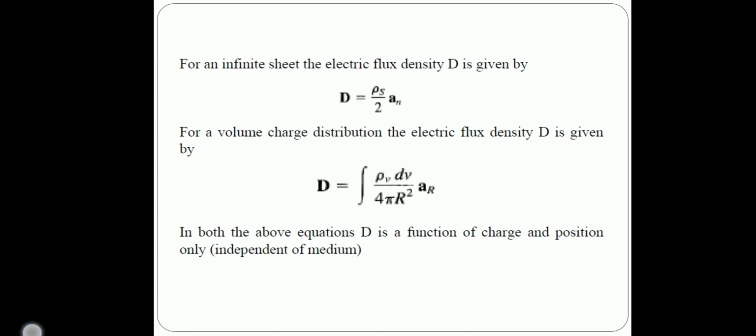For a volume charge distribution, the electric flux density D is given by D equal to the integral of rho v dv by 4 pi r square ar cap. In this, D is a function of charge and position only. So in every case D is a function of charge and position only. That means it is independent of medium. But electric field intensity is dependent on medium, and the electric flux density is independent of medium.